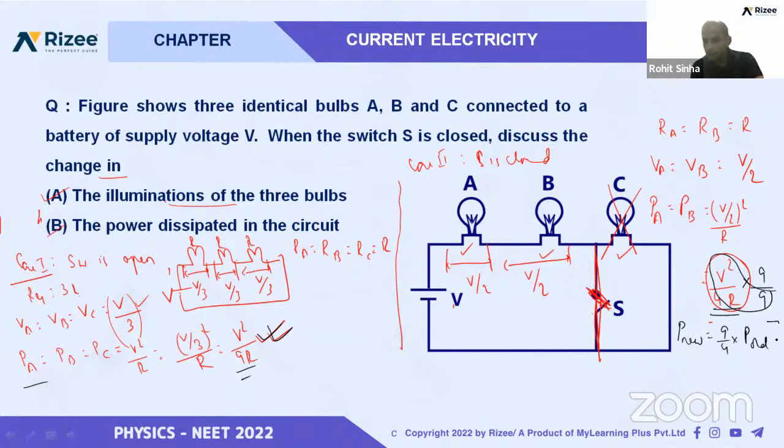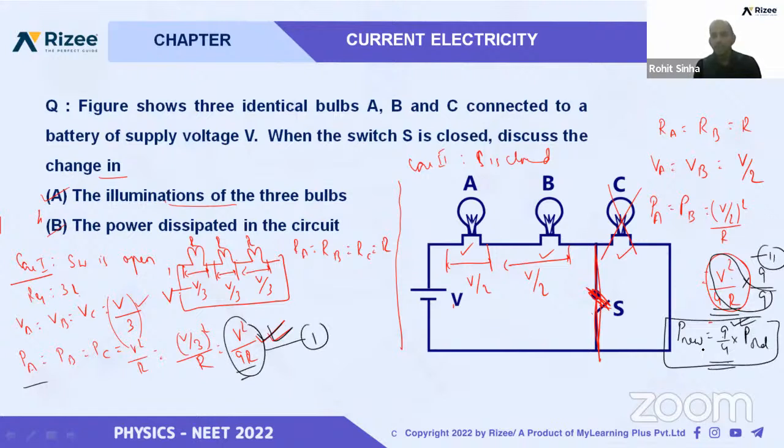You see here, old power was this much. I have compared with this. So how much did it increase? 9 by 4. Or you can do it like this: take the ratio of equation number 1 and equation number 2. You will get this value only, 9 by 4. Any problem to anyone?